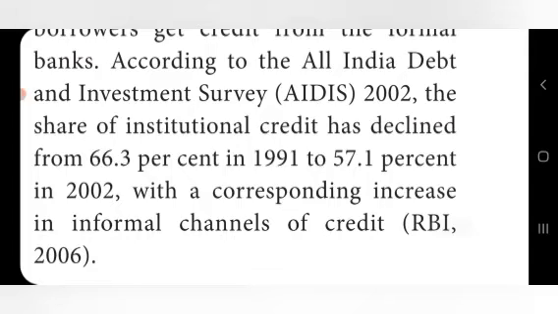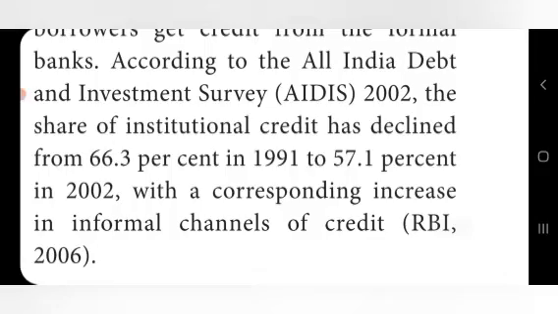RBI 2006 also said this. Formal means they legally borrow from the banks. Informal means the local money lenders or the landlords, who provide loans to the farmers or the downtrodden people. These are the situations of rural indebtedness.